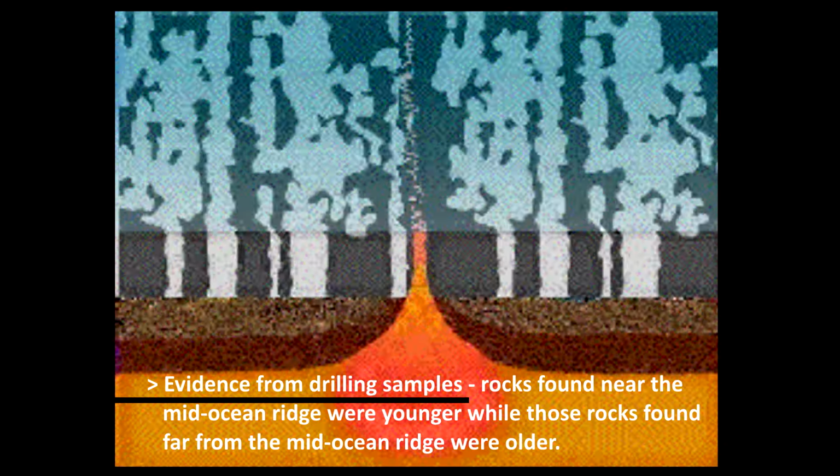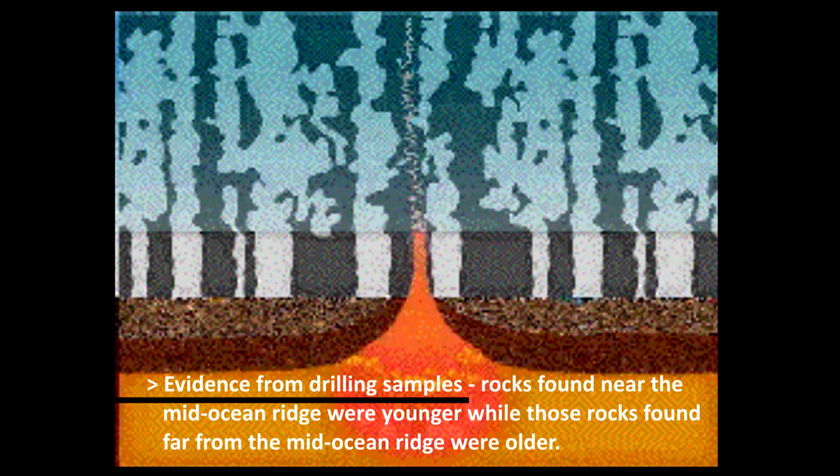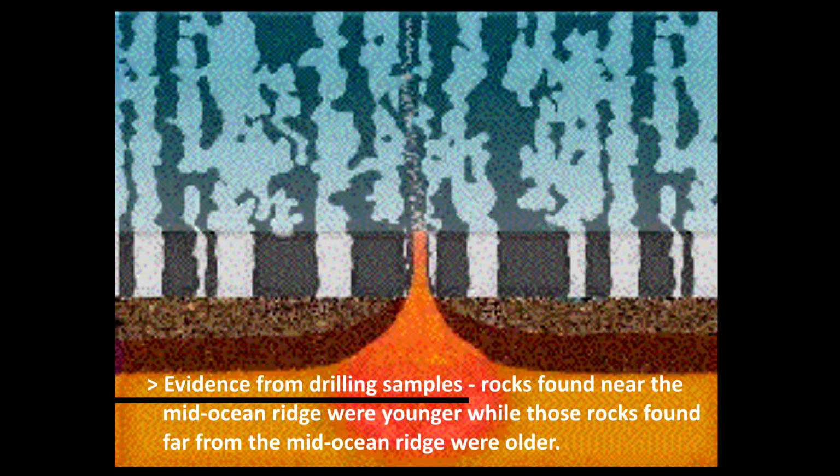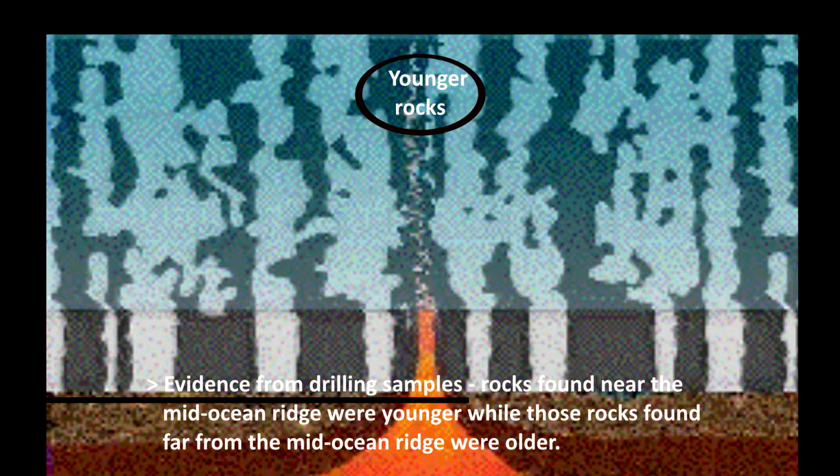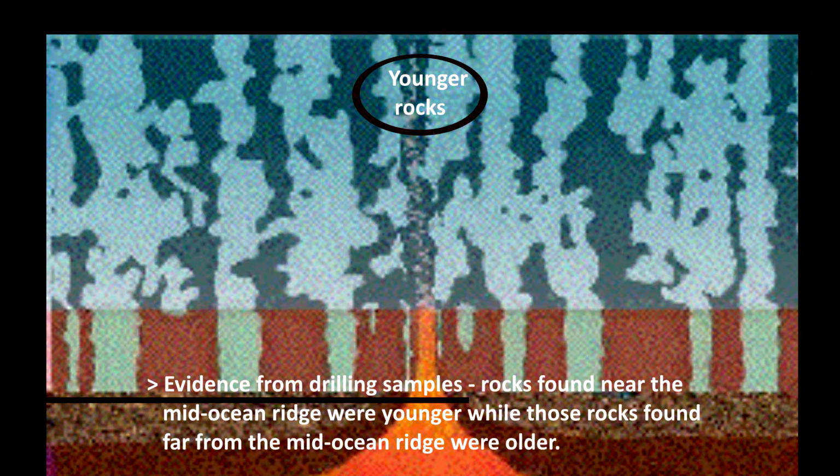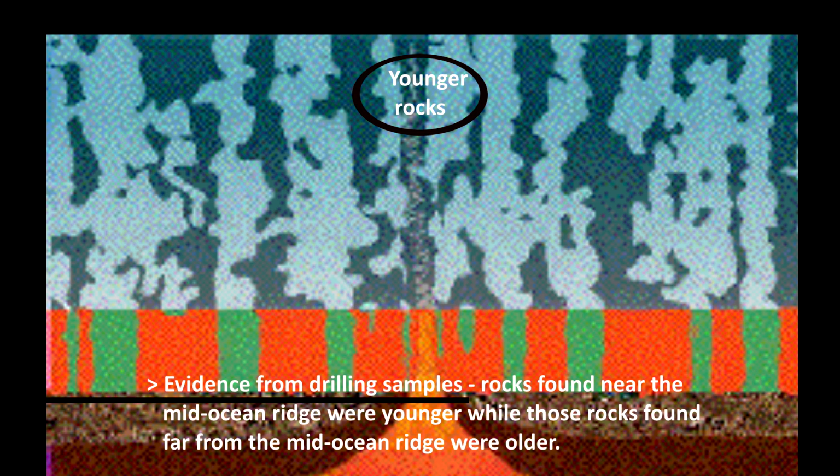Another evidence of seafloor spreading is the evidence found from drilling samples. Hess found out that those rocks near the mid-ocean ridges were younger, while those rocks found far away from mid-ocean ridges were older.